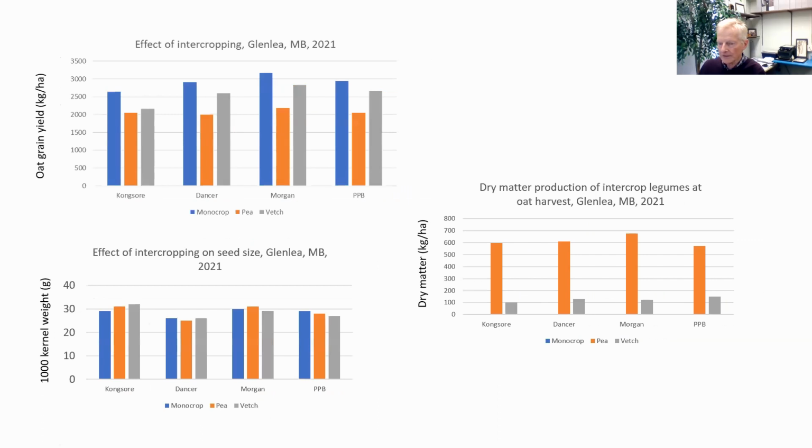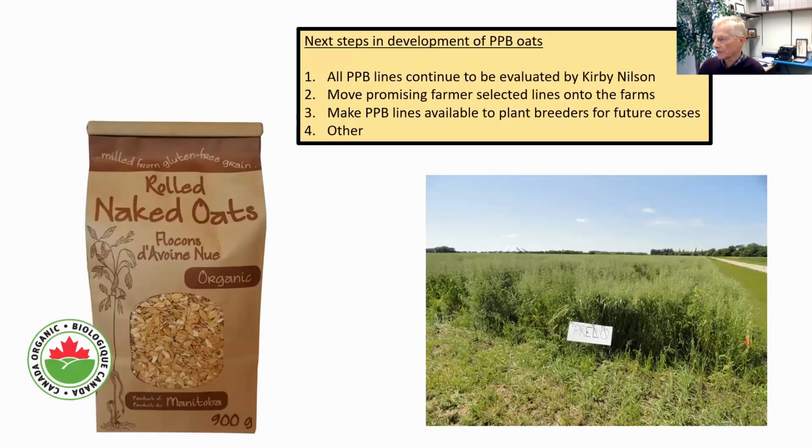If we go to Glenlee, the next site, you can see again, really none of the varieties were bothered by the cover crop in terms of plumpness, but Kongsor again had very good plumpness at that site. So the idea of breeding for intercropping is something that's interesting to a lot of people, and I think it's worth spending more time on as plant breeders.